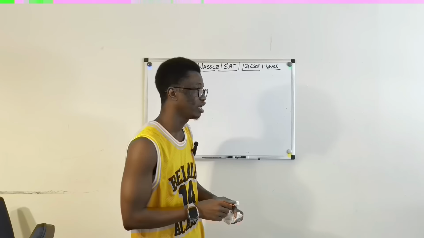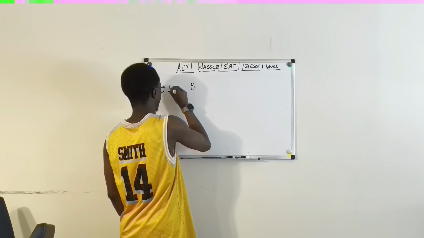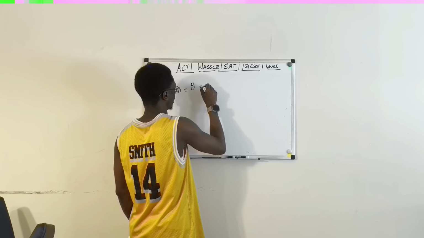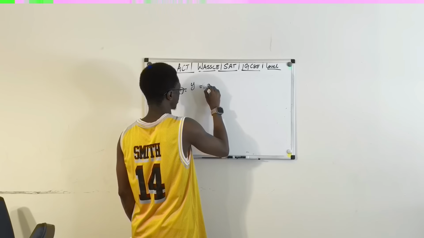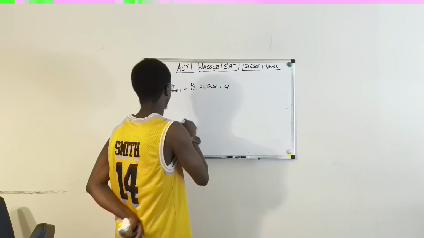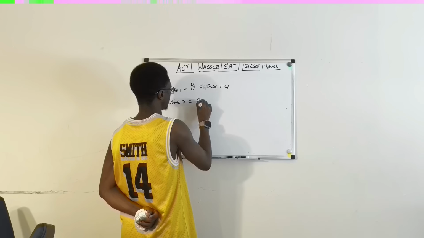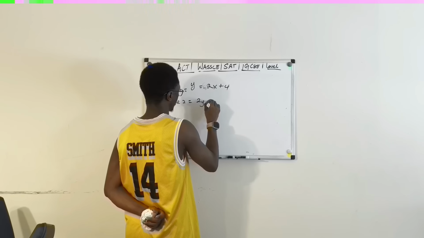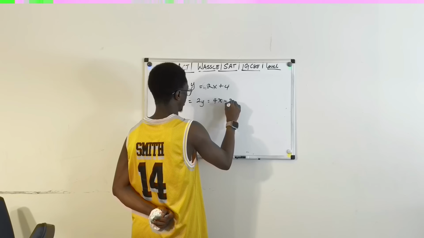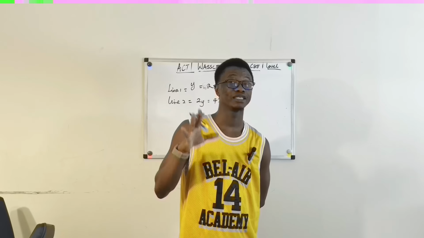That is it. Okay, so let's say line 1 has the equation y equals 2x plus 4. They can write it in different forms. Then line 2 is, let's say, 2y equals 4x minus 3. If you look at these, their slopes are the same.